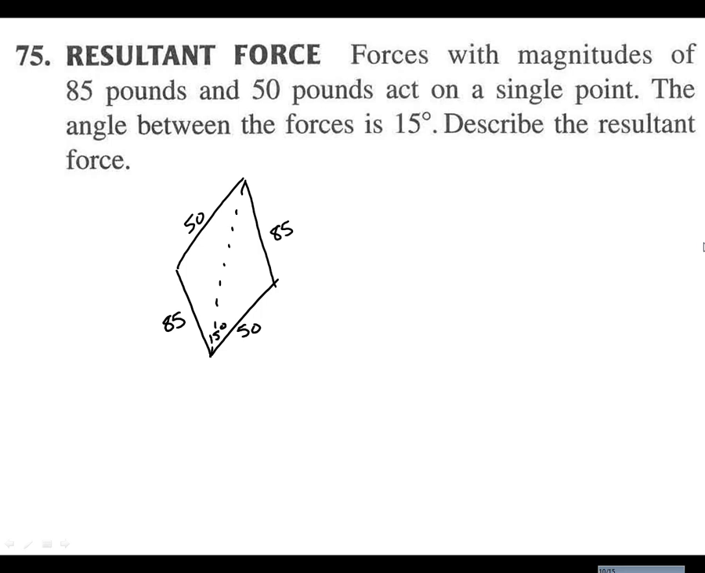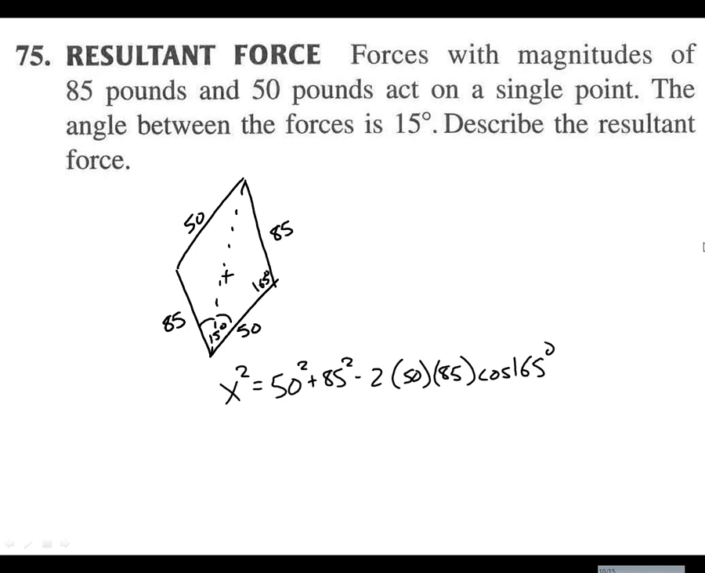So what we have here, and the 15 is being split, but not necessarily in half here. We don't know that angle, but we do know this angle over here because two adjacent angles of a parallelogram add to 180, so this is 165. We want to find this distance in the middle. Law of cosines, we're ready to go. X squared equals 50 squared plus 85 squared minus 2 times 50 times 85 times the cosine of 165.